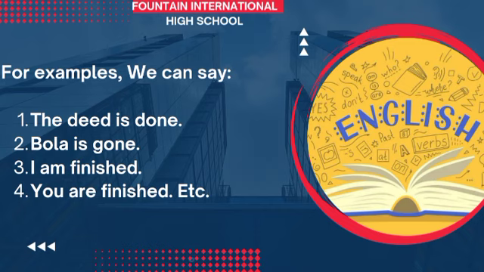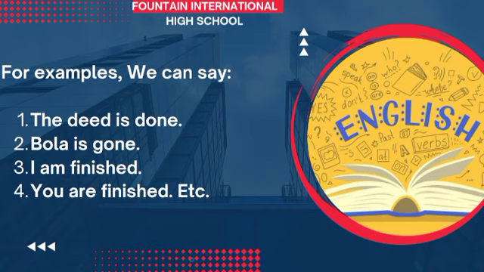Look at the examples. Number 1, the deed is done. Is is present, done is past participle. Bola is gone. Is is present, gone is past participle. I am finished. Am is a present primary auxiliary verb, finished is past participle. Look at another one: you are finished.